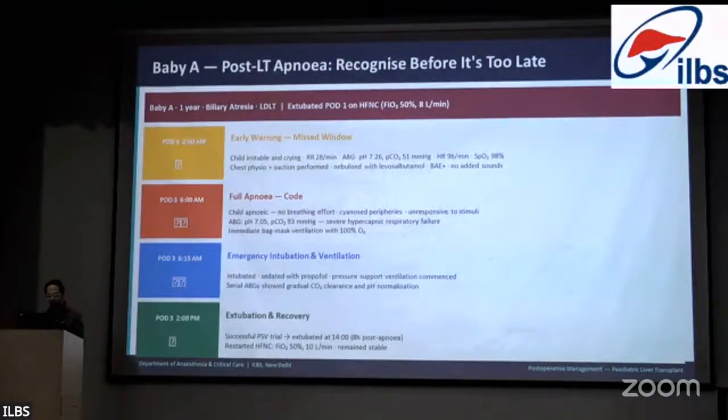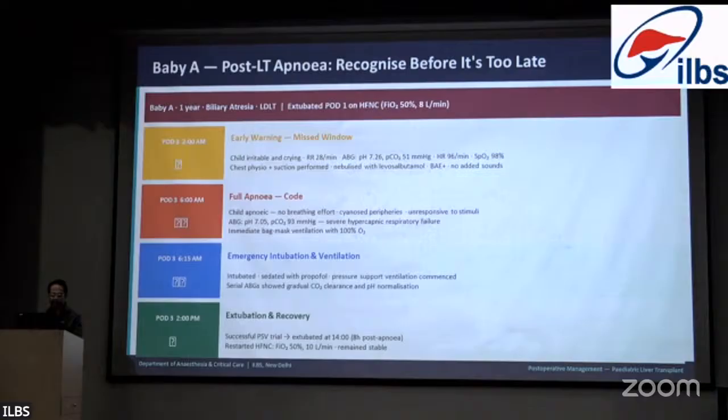The intraoperative period went uneventful. Child was extubated on post-op day 1, was on HFNC. Post-operative day 3 at 2 a.m., there was an early warning. Child was irritable and crying with high respiratory rate. The ABG showed a pH of 7.26 and CO2 of 51. Physiotherapy and suctioning was done.